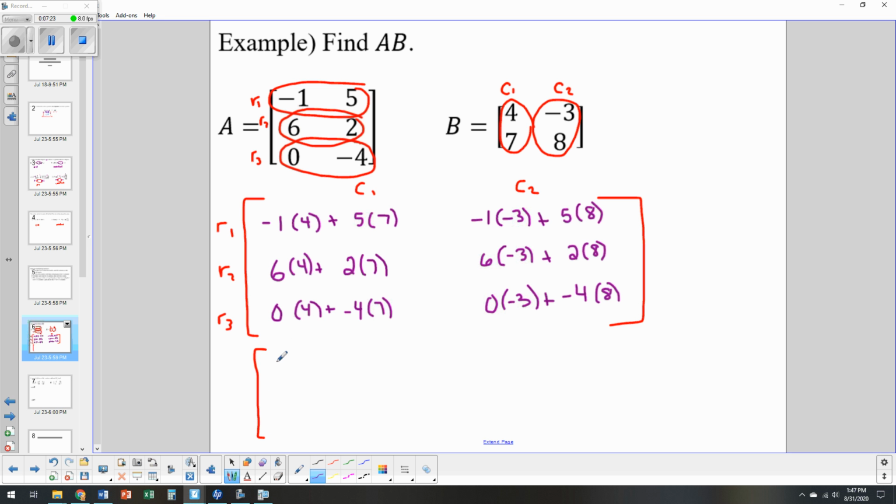So we're going to do -1 times 4 and 5 times 7. We're going to do 6 times 4. Sorry. It doesn't matter what order we do these as long as they go back to the original spots. Plus 2 times 7 is 14. 0 times 4 is 0. Plus -28. And then for this column, -1 times -3 was +3. Plus 8 times 5 is 40. We have -18 plus 16. We have 0 plus -32.